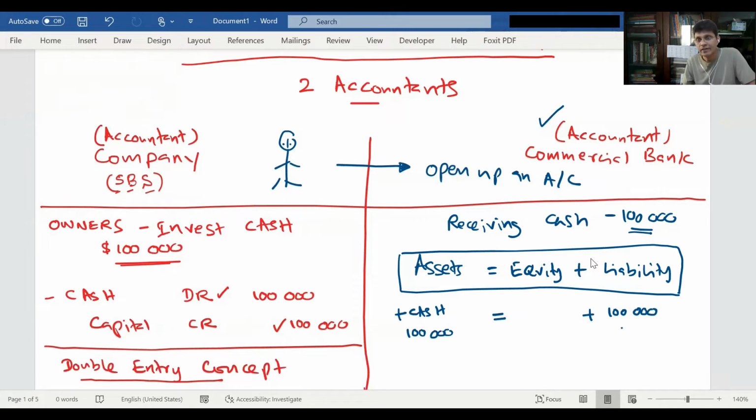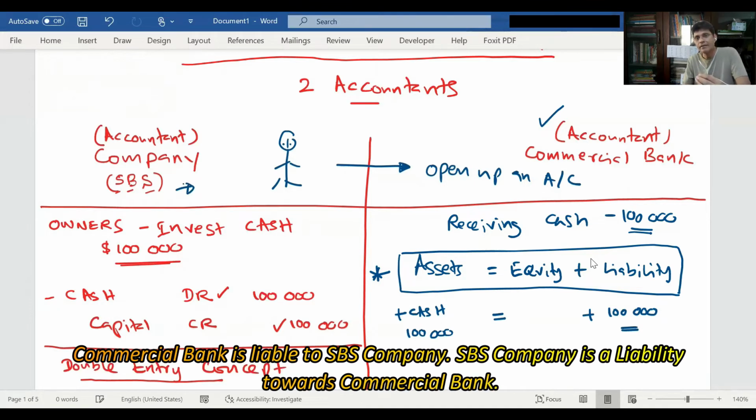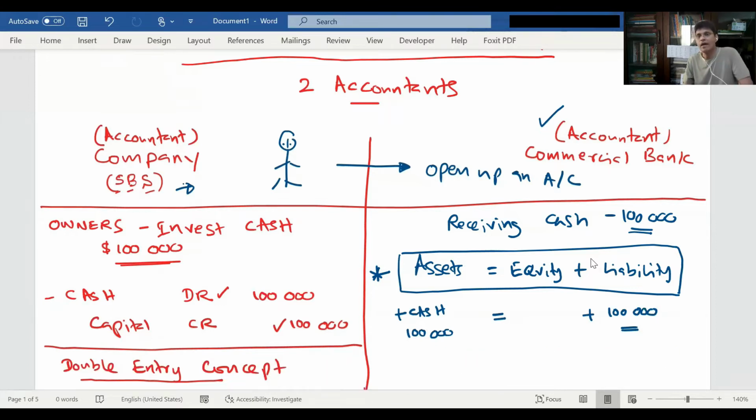Why? This is a very important concept. The liability of the bank increases. Why? This is very, very important, okay? From the point of view of the bank, the bank receives cash from SBS company, right? So SBS company is a liability for the commercial bank. Is that clear? Okay, so therefore the commercial bank accountant has to increase the liability, and the commercial bank cash account should be debited.